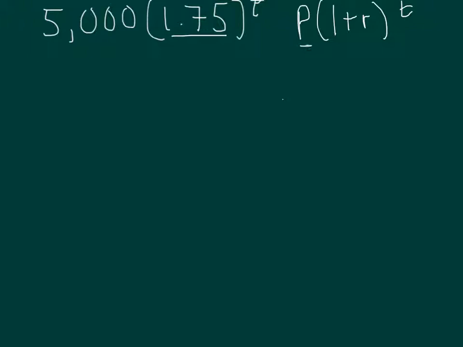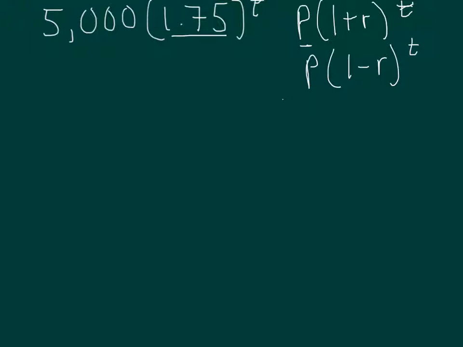P is our principal, our starting value. They could use a different letter for that. And our t is the time. In this case, it's years for this problem. Or you could have exponential decay, where it'd be 1 minus r to the t power.